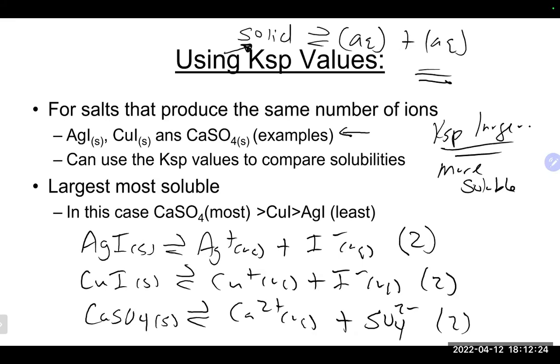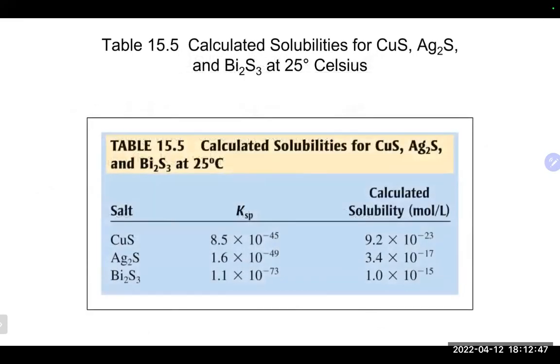Any questions on that? So if we compare the Ksp values in this case, we would see calcium sulfate has the larger Ksp value, while silver iodide has the smaller Ksp value. Again, you can only do a direct comparison if what you are comparing both break apart into the same number of ions. What happens if they don't break apart into the same number of ions?